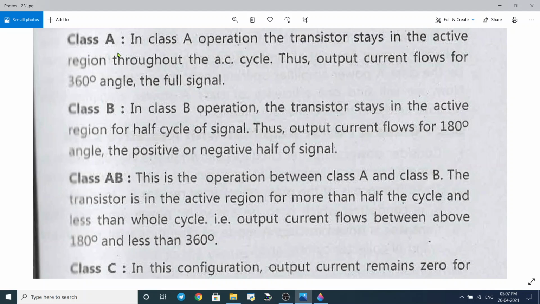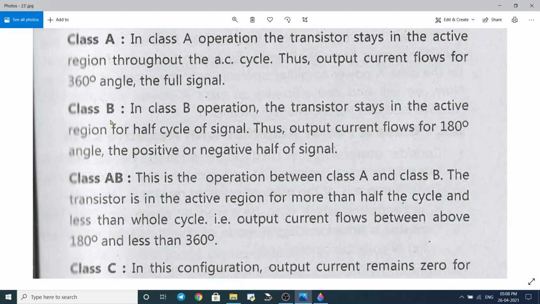Class A. In class A operation, the transistor stays in the active region throughout the AC cycle. That means the output current flows for a 360-degree angle or full signal. The full input signal will be amplified. The transistor conducts for the full cycle of the input signal.